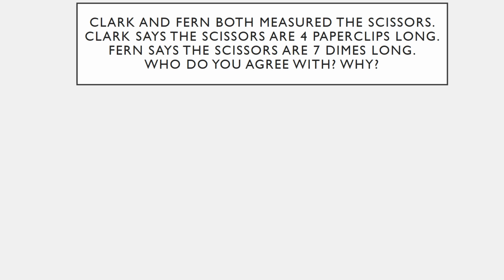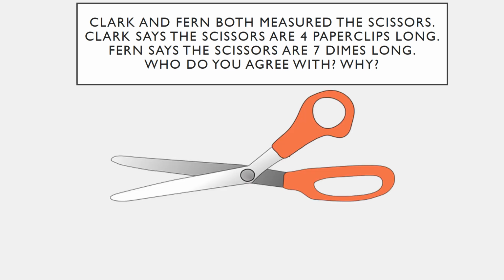Clark and Fern both measured the scissors. Clark says the scissors are 4 paper clips long. Fern says the scissors are 7 dimes long. Who do you agree with? Why? Let's take a look at the measurement. Here are the scissors. Now we can see that Clark's measurement will be on the top and Fern's will be on the bottom. Let's look at how they measured.